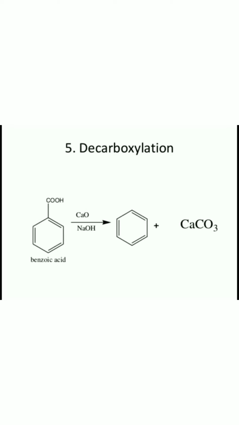Followed by the reduction to benzyl alcohol, we have to take lithium aluminum hydride, LiAlH4, which we treat with benzoic acid. Then a benzyl alcohol, that is CH2OH, is formed. Now we will take the decarboxylation reaction. We treat benzoic acid with calcium oxide and sodium hydroxide, and benzene is formed, plus calcium carbonate is also formed along with it.